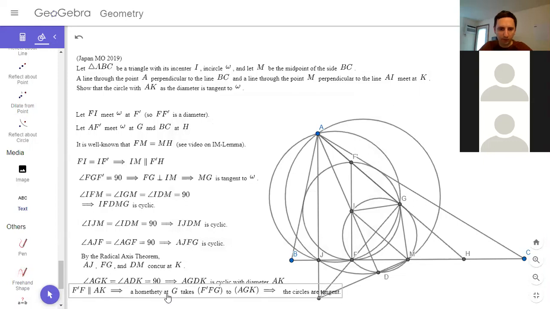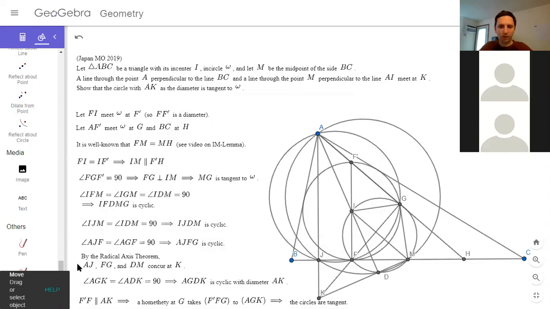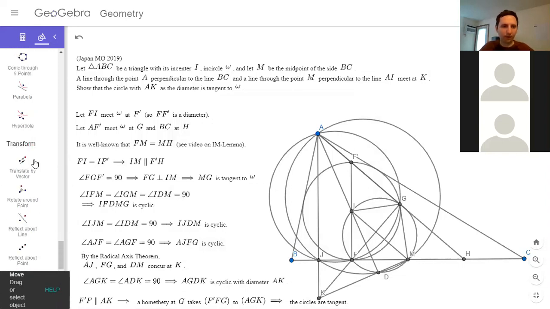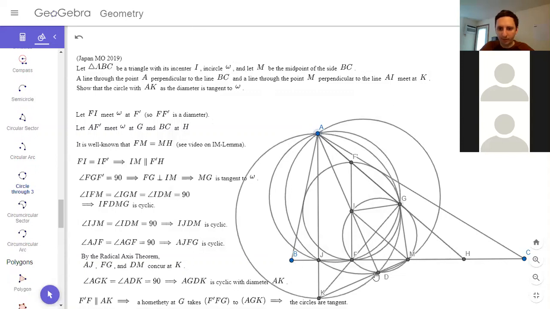Let's see. All right. I guess I'll just draw in that last circle. Why not? And then we can move on to the next problem. And you can see those two circles, F prime FG and ADK, are tangent, and F prime FG is the end circle. So that solves it.